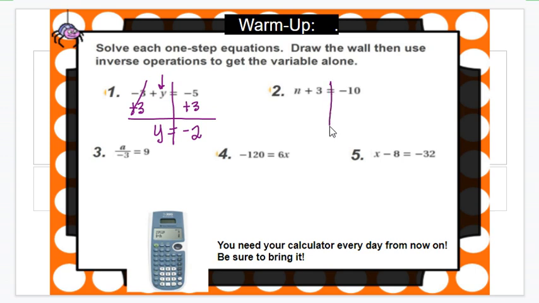Number 2, we're going to draw the wall. And this time we're trying to get n alone. So with the n is our +3, so we're going to do the opposite, which would be -3. And what you do to one side, you have to do the other, so we're going to show subtracting 3 on this side as well. Our +3 and -3 cancel out, leaving us with the n.